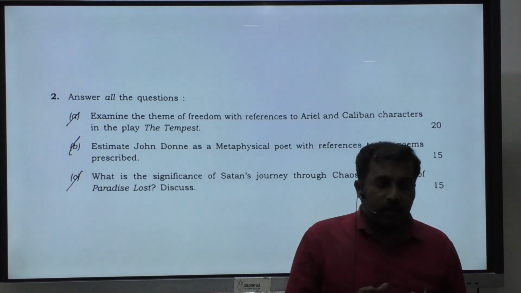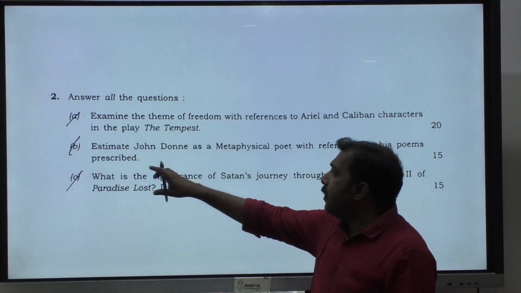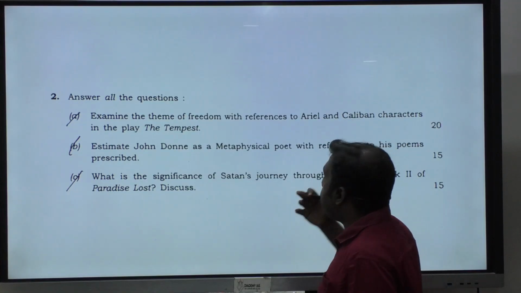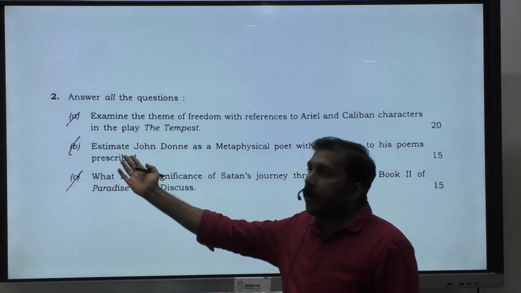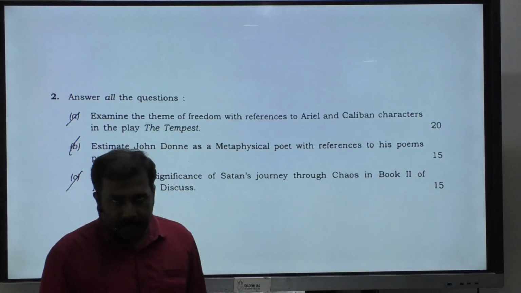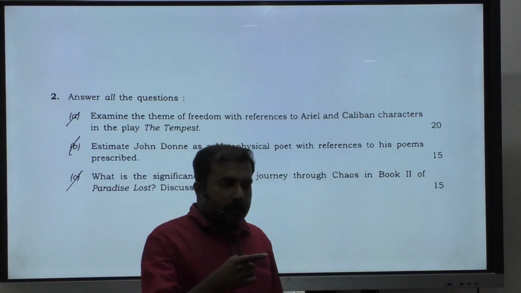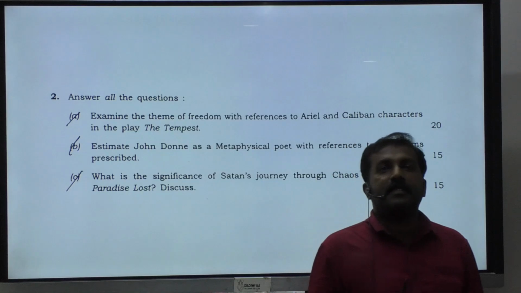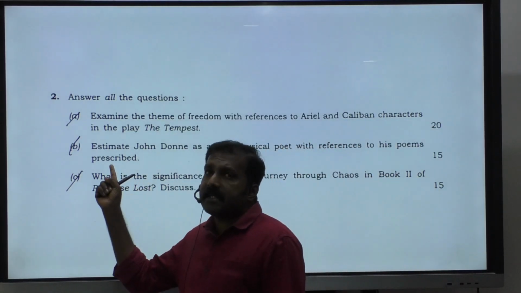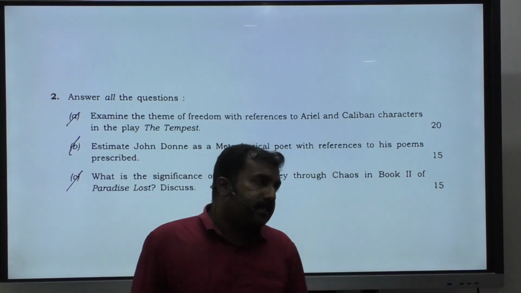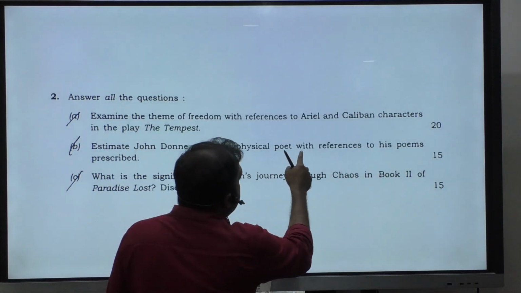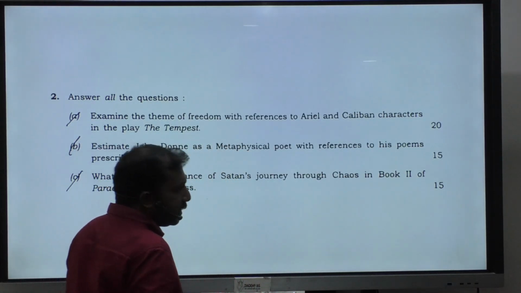Okay, so let's discuss the next question. Estimate John Donne as a metaphysical poet with reference to his poems prescribed. That we already discussed in section A, the literary movement part. In the literary movement part, we just discussed the metaphysical characteristics. So again UPSC asked in the second section of questions: estimate John Donne as a metaphysical poet with reference to his poems prescribed.